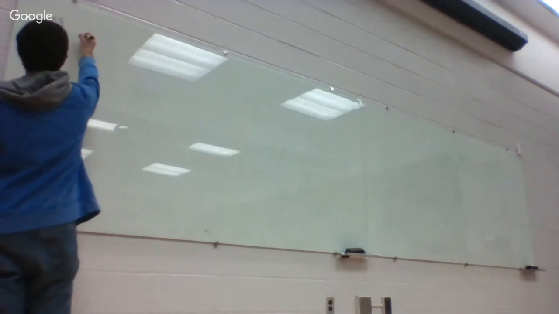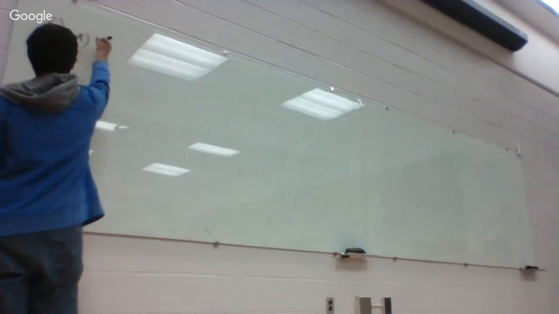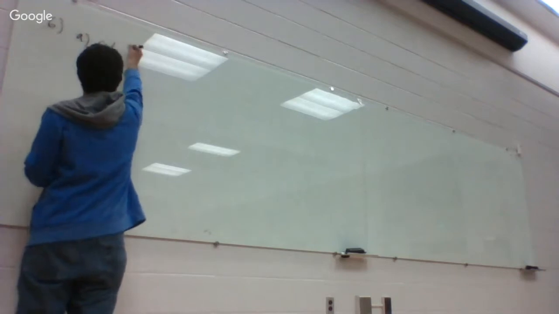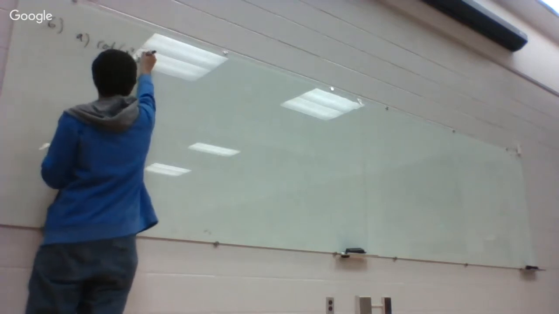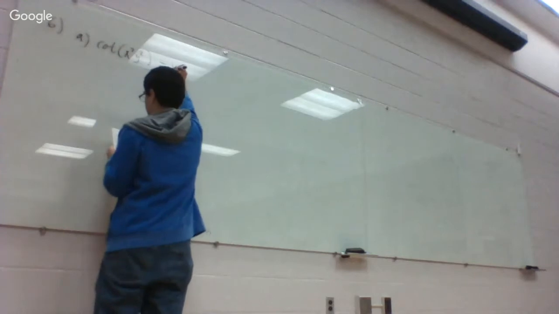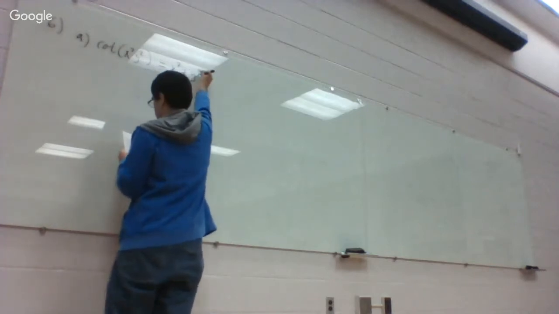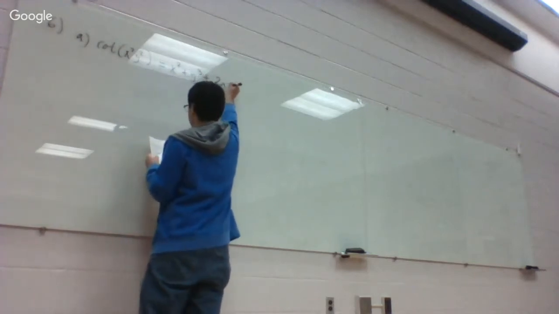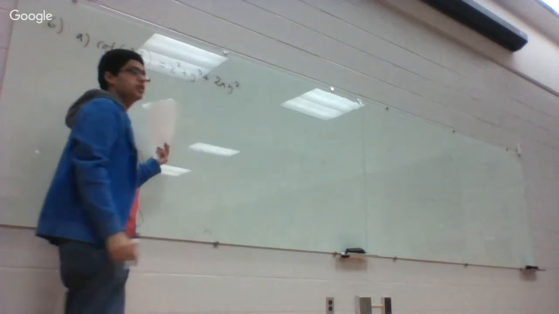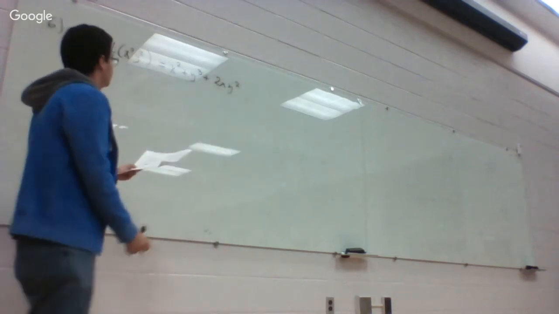Number 6 is cotangent of x squared y squared equal to x squared plus y cubed plus 2x y squared. Can you guys all see this? Yes. Okay.